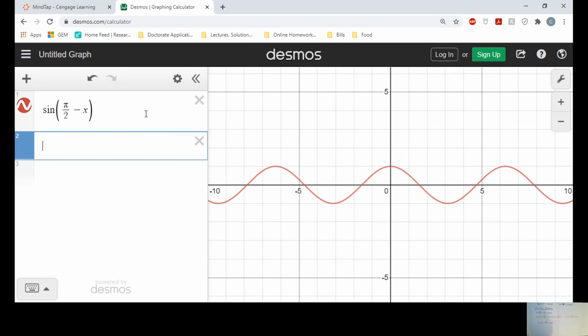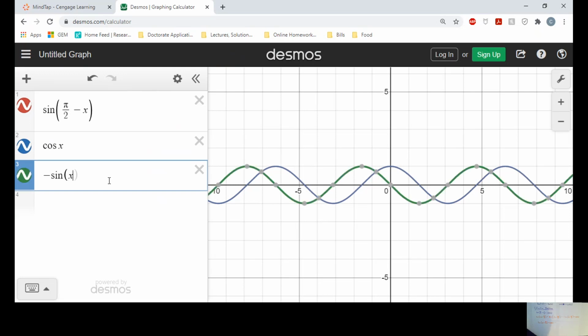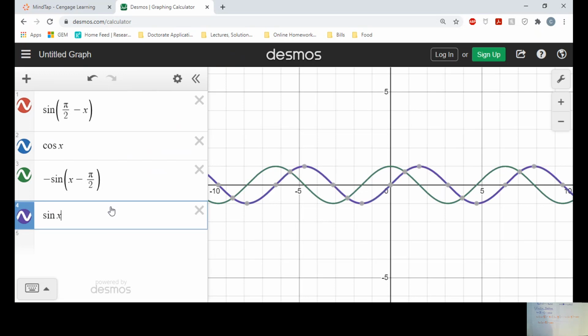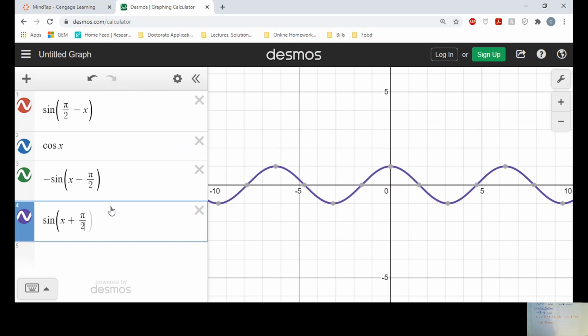That apparently should be cosine, and it is. And now I'm also saying that we can write it as negative sine of... there it is. That's the one I've written there. And now if I take the sine function and just scoot it to the left by pi on 2, also the same. So what's the point?